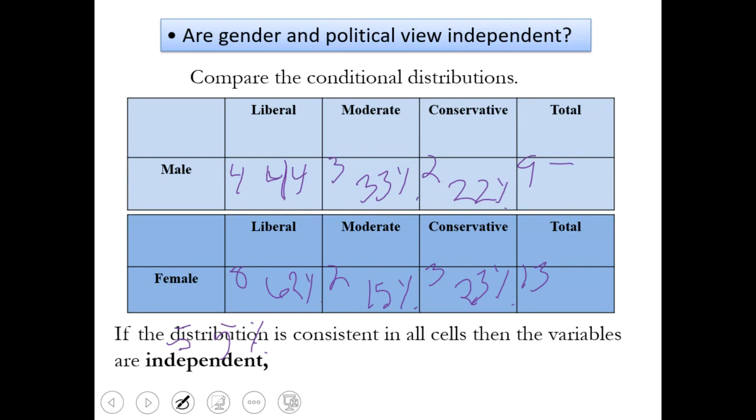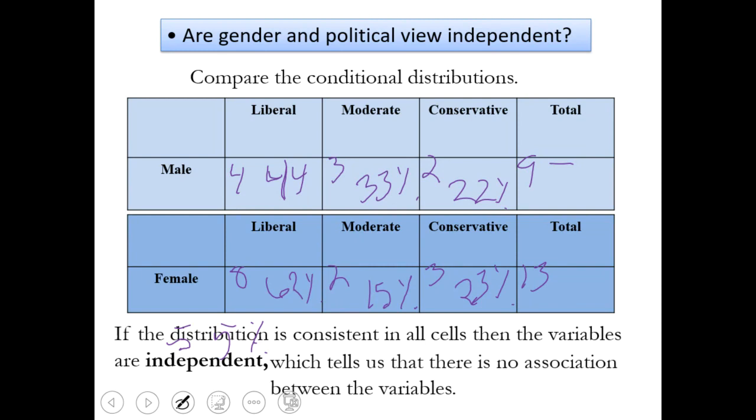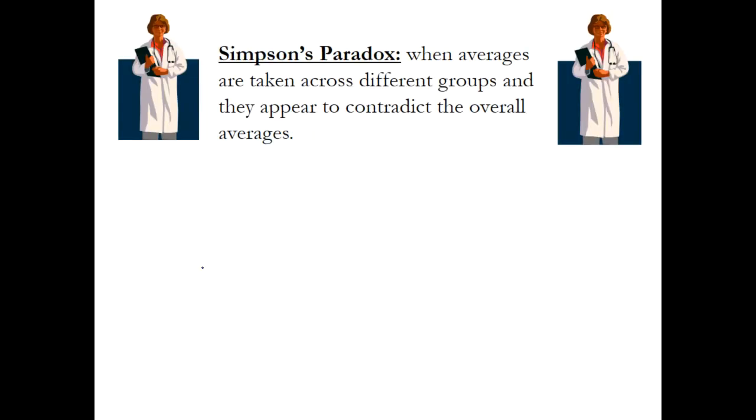That's telling us it's not consistent in all the cells. So the variables are not independent. If it was the same in all the cells, then they would be independent. Now, in this case, there is some type of association. We just don't know what it is. We don't know why it would be, but we just know there is an association.